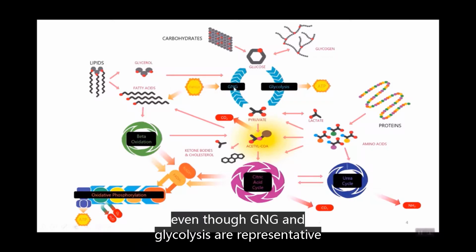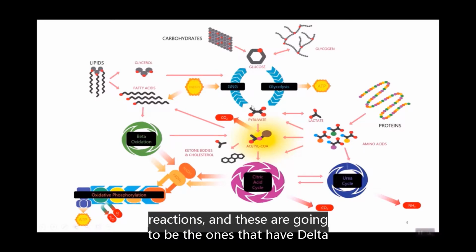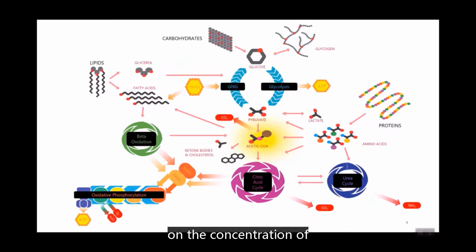in gluconeogenesis, and even though GNG and glycolysis are represented as separate pathways, they actually share some of the same chemical reactions. And these are going to be the ones that have delta Gs close to 0 and are reversible, so totally dependent on the concentration of substrates and products.